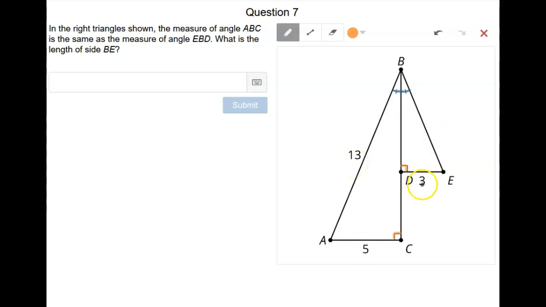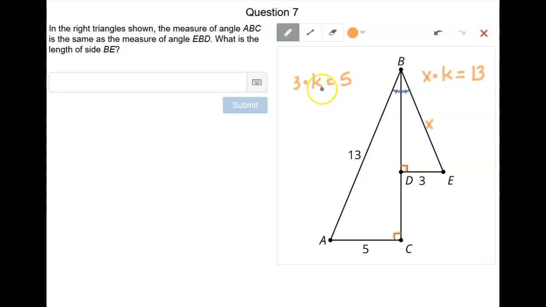the same. So the ratio of these two sides is going to be the same as the ratio of these two sides right here. So there's some scale factor that we're multiplying all these sides of the triangle by to get all these sides of the triangle. So 3 times something, 3 times k, is equal to 5. And that same k is what we're going to need to multiply, we'll call this x, by to get 13. So x times k is equal to 13.